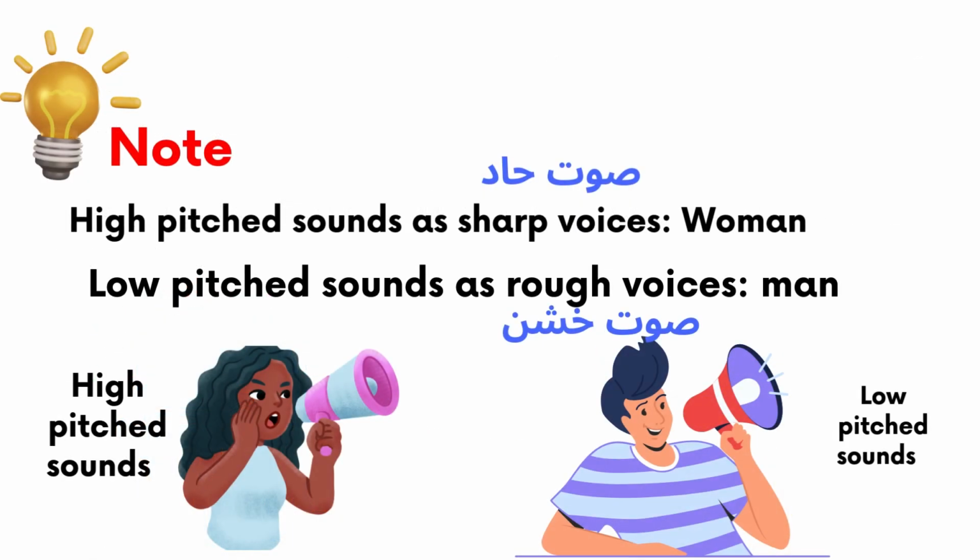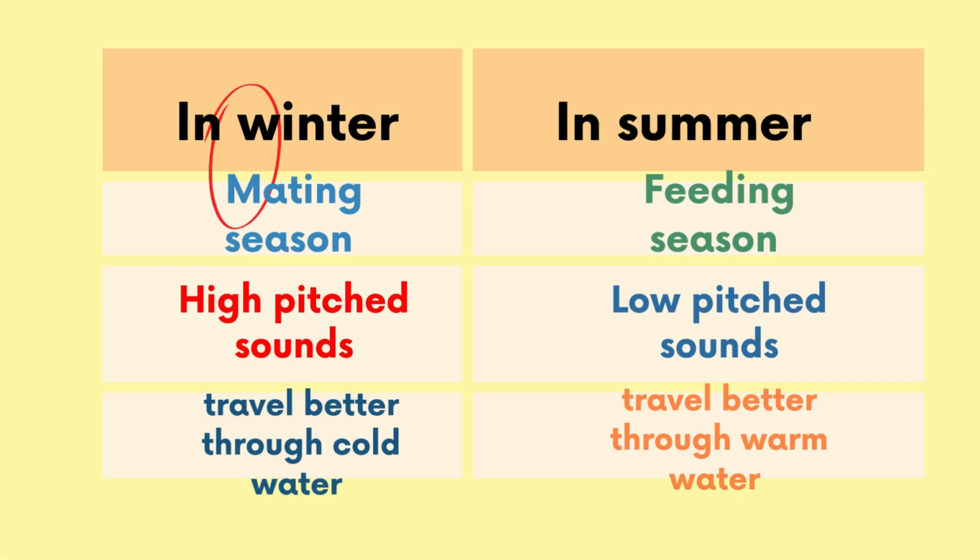They can use different sounds, such as high-pitched sounds and low-pitched sounds. So what is the meaning of high-pitched sound and low-pitched sound? A high-pitched sound is like the sound of a woman, so it's a sharp voice. But a low-pitched sound is a rough sound, like the sound of a man, okay? So the humpback whales can sing with different sounds, okay?